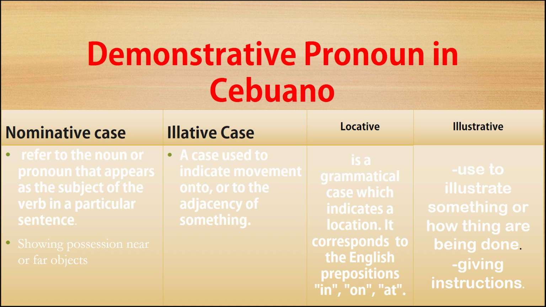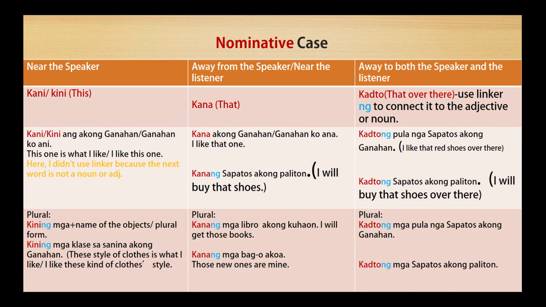Okay, magsugod ta sa nominative case. Let's begin in nominative case. Near the speaker, we have kani or kini, or this. This is the translation of kini or kani, this. So we have near the speaker, away from the speaker or near the listener, and away from both the speaker and the listener. So near the speaker, we have kani or kini, this.